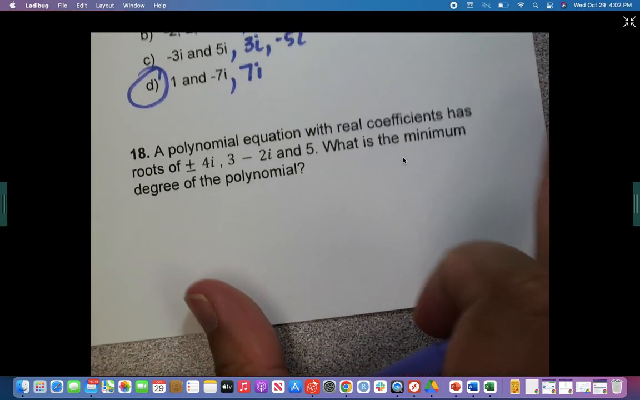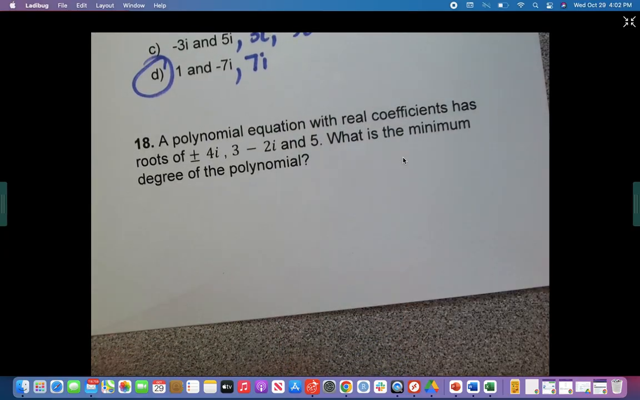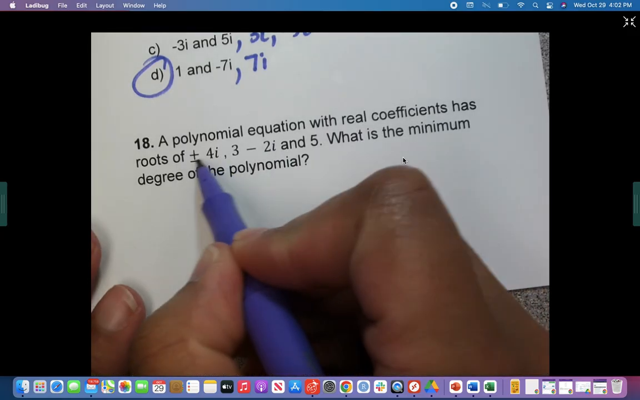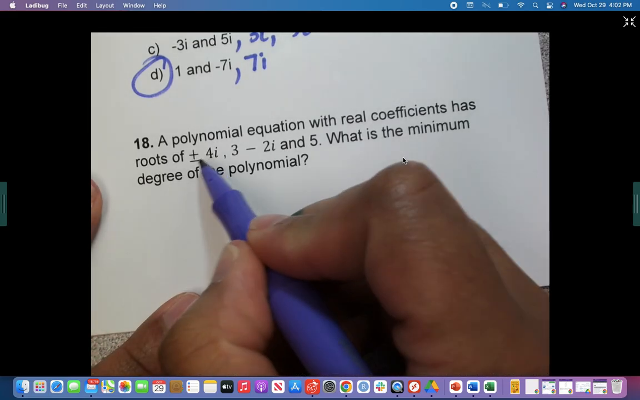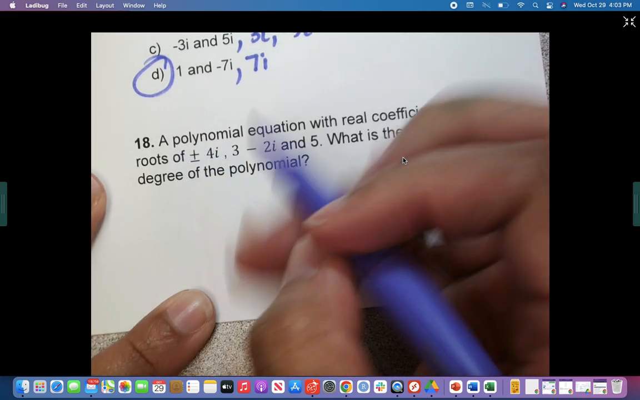18, a polynomial equation with real coefficients has roots of plus or minus 4i, 3 minus 2i, and 5. What is the minimum degree of the polynomial? Okay, so we've got plus or minus 4i. So we've got both for that pair, so we're good on that. So that's 2 solutions.